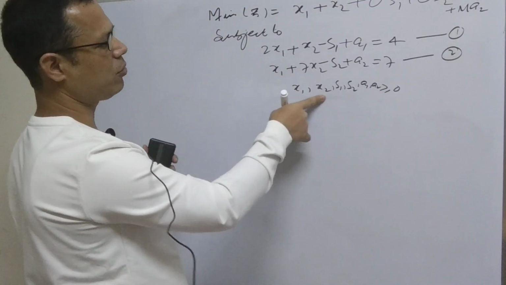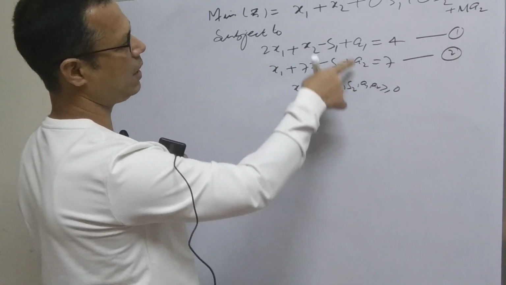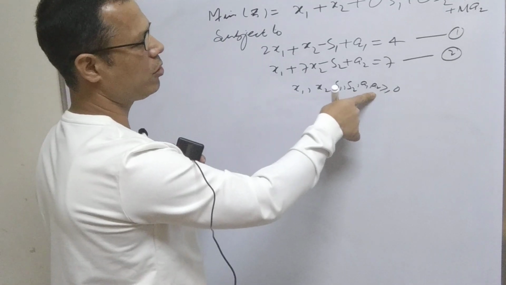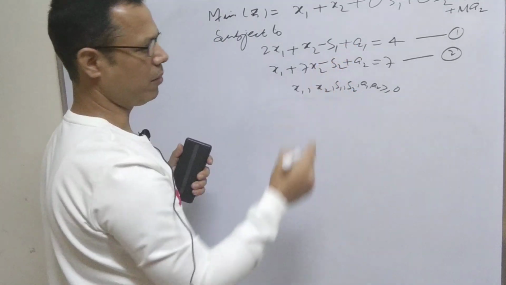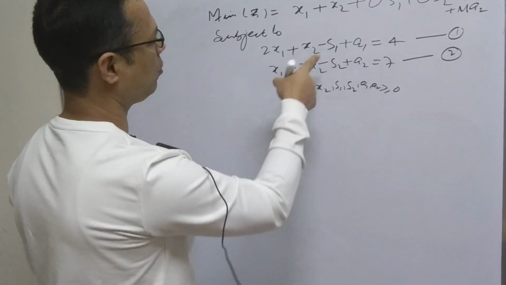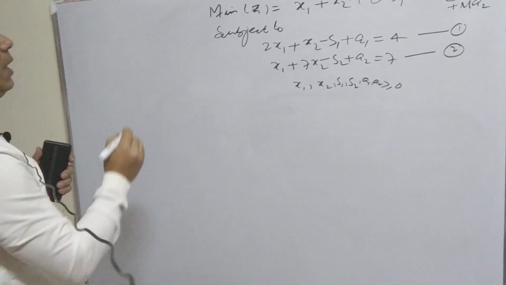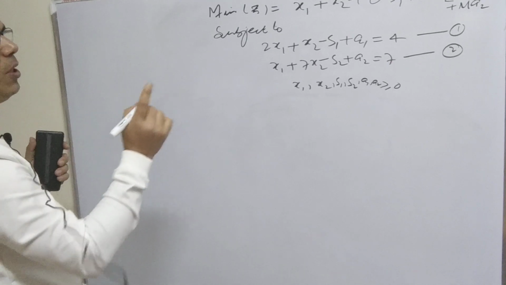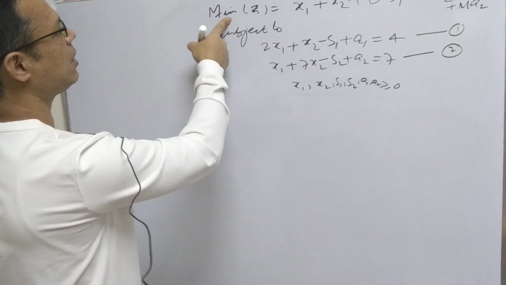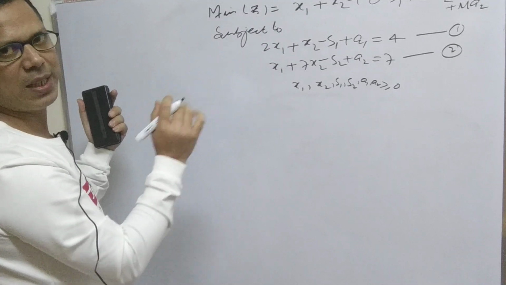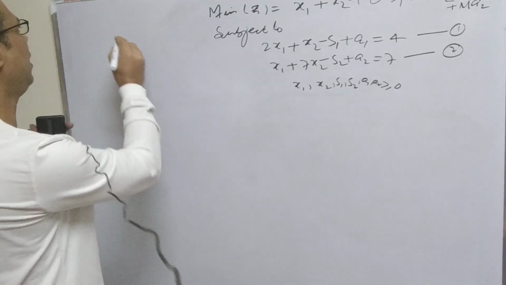Initially we know x1 and x2 are decision variables, s1 and s2 are surplus variables, and a1 and a2 are new variables called artificial variables. So we have been introduced to these three new kinds of variables. Before proceeding, we need to change this minimization form into the maximization form, so it will be easy to proceed and we'll get the solution in a very easy manner.